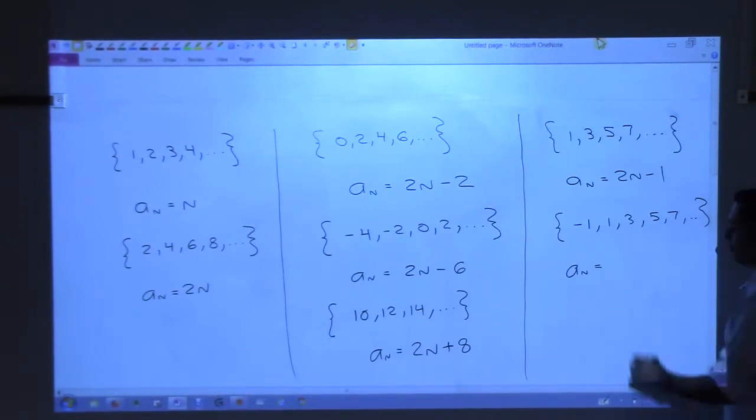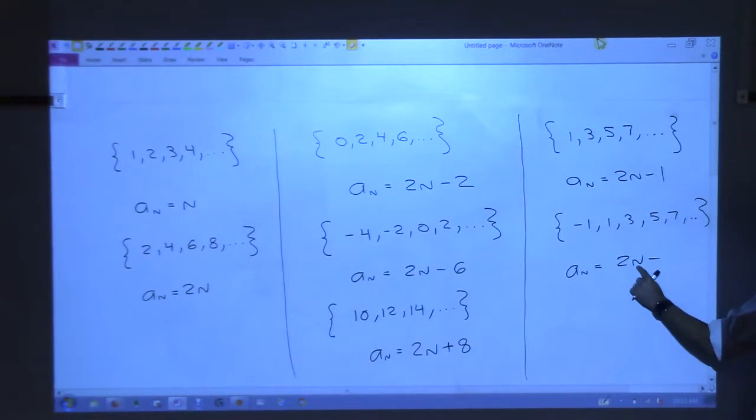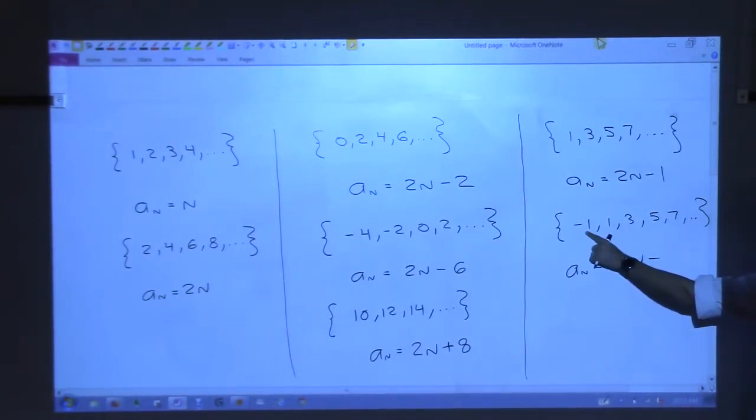So it's going to be 2n minus 2. Not 2. If you plug in 1 here, you get 2, right? But you want to be at negative 1. So minus 3. Minus 3. There we go.